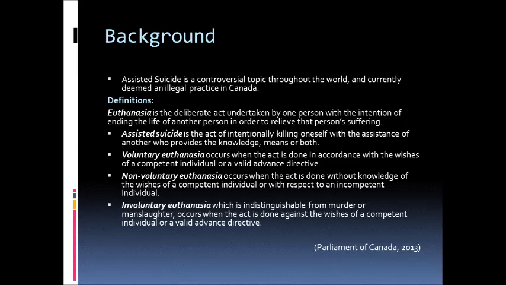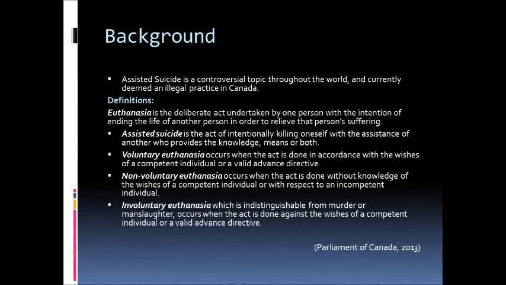So euthanasia is the deliberate act undertaken by one person with the intention of ending the life of another person in order to relieve that person's suffering. Assisted suicide is the act of intentionally killing oneself with the assistance of another person who provides the knowledge, means, or both. Voluntary euthanasia occurs when the act is done in accordance with the wishes of a competent individual or with a valid advance directive.